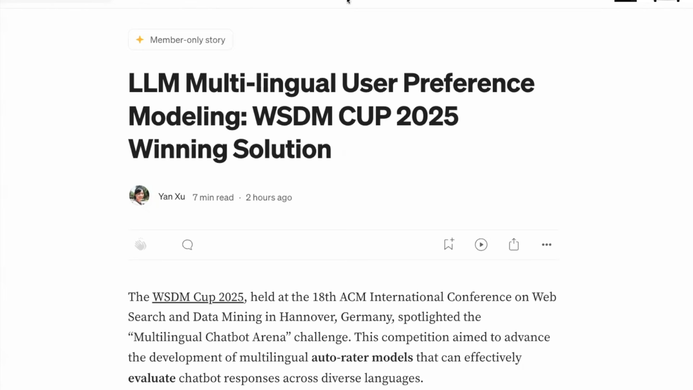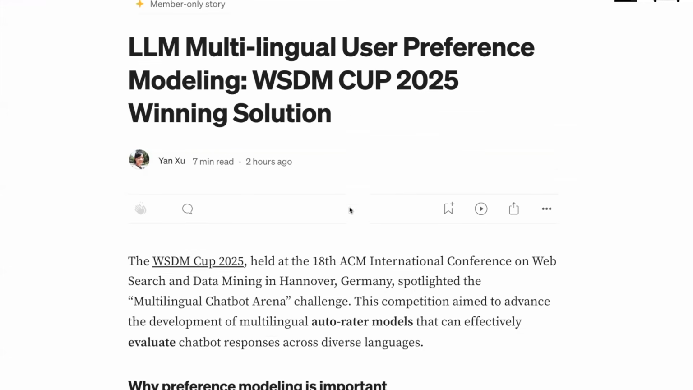I have also shared this blog in the chat. So you see, it's posted 2 hours ago. I'm just trying to organize and put together the content, to have everything in the same place for you to understand why we need user preference modeling and how it is leveraging LLM, and then look more into the winning solutions of this competition, of how we can model the user preference.